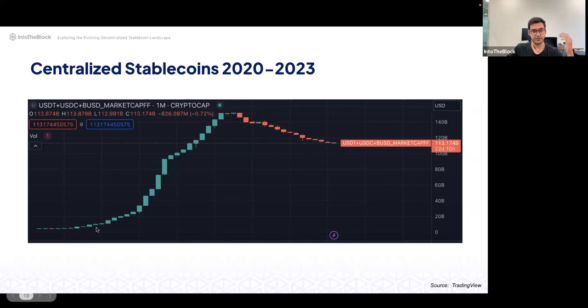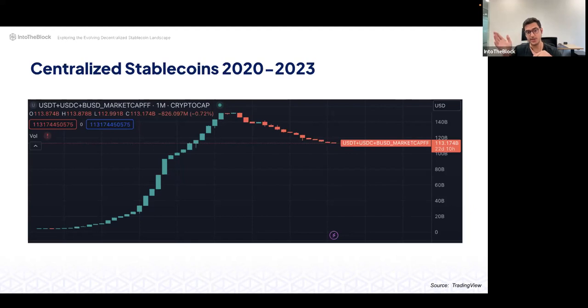So this is a graph showing the aggregate market cap between USDT, USDC, and BUSD that went from 5 billion in the beginning of 2020 to about 150 billion towards March of 2022. And then we began contracting significantly, down to 113 billion. So it's lost about 25 billion in market cap over the past few years. And it's been quite a downtrend.